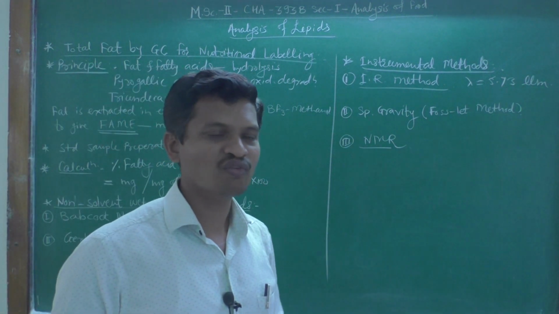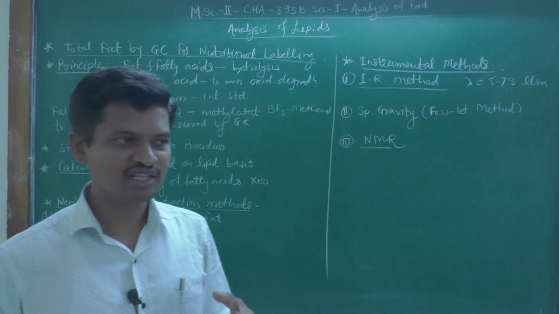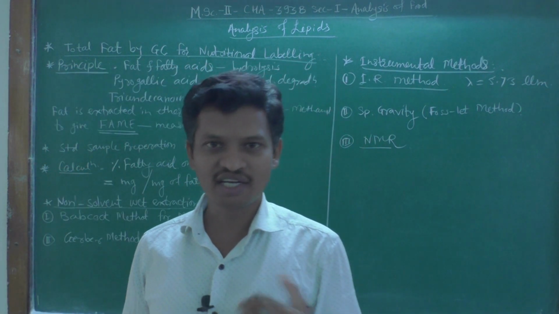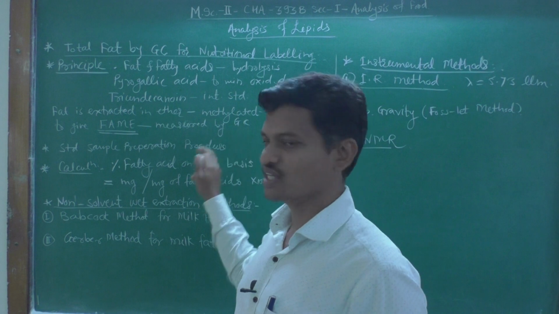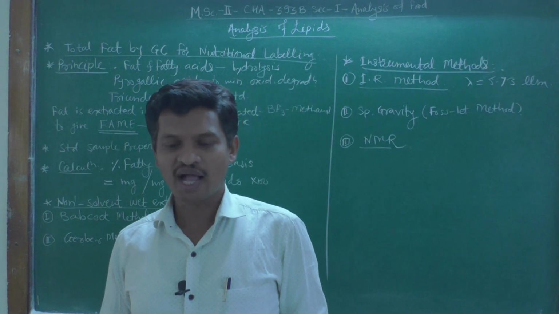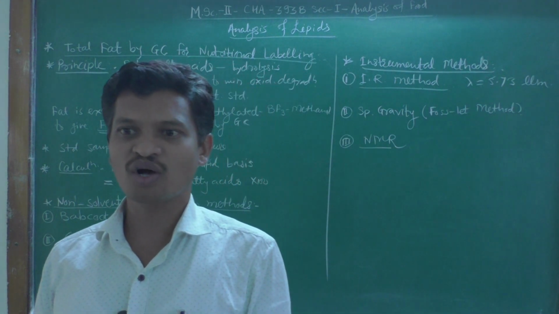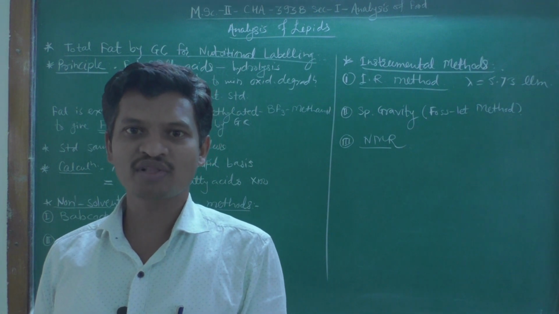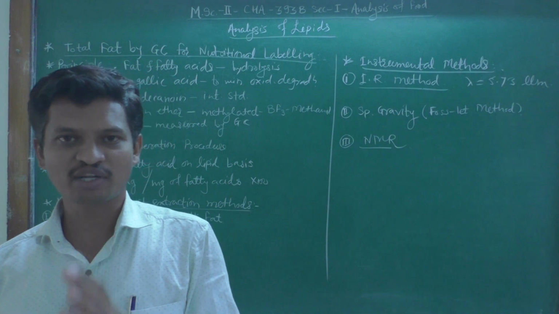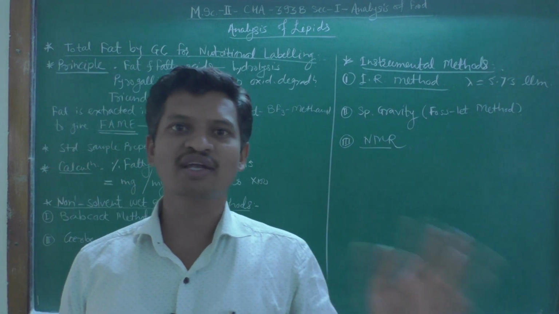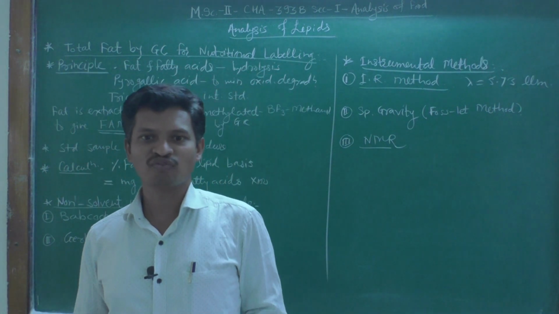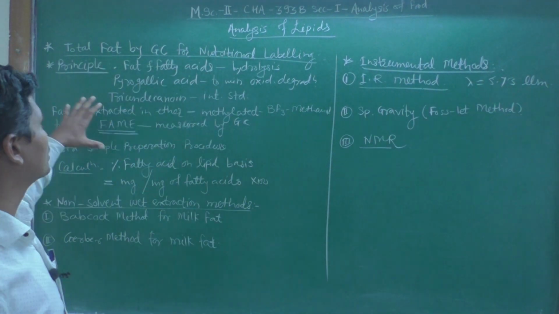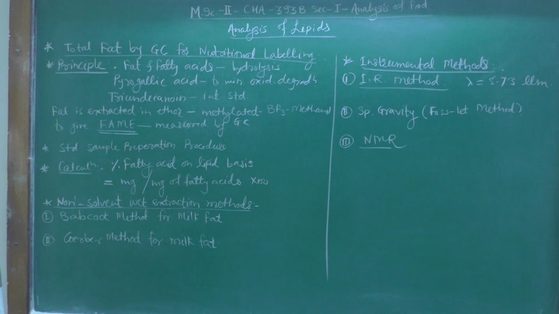Once we get this FAME, it is estimated and determined by using GC, that is gas chromatography. Whatever the concentration or percentage of that FAME that is produced, which we determine in GC, is equivalent to the fat content or fatty acids content in that food sample. So this is the principle of total fat content by GC.